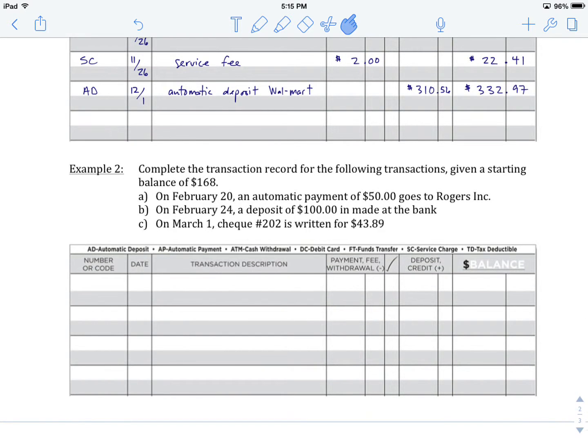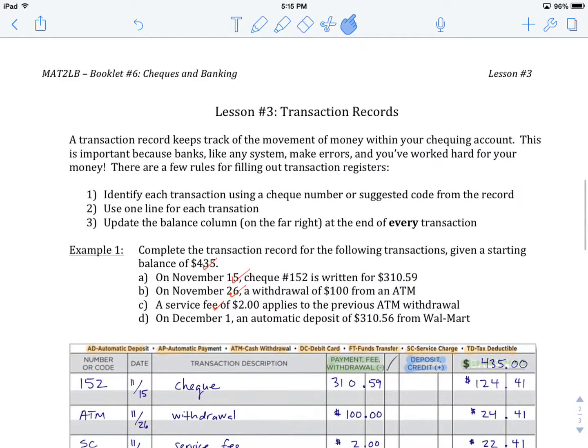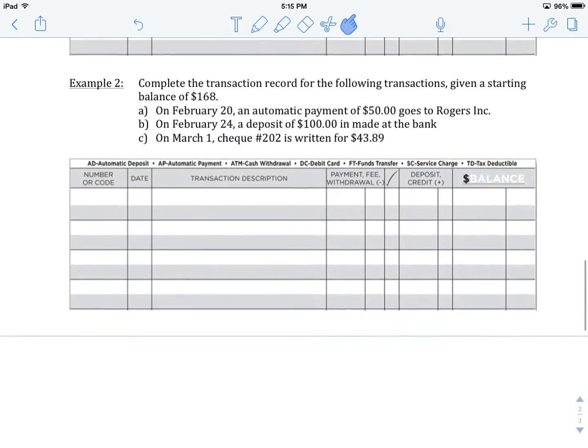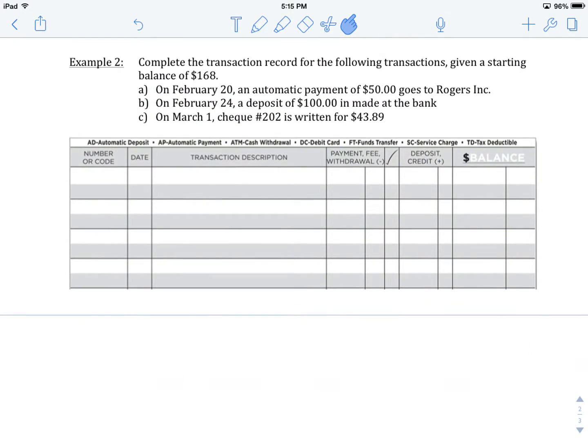Welcome to MAT 2LB, booklet number 6, Checks and Banking, lesson number 3, Transaction Records. This is part 2, so we've already filled in the first part. This is for those students who need a little bit of extra support doing example number 2, so let's begin.